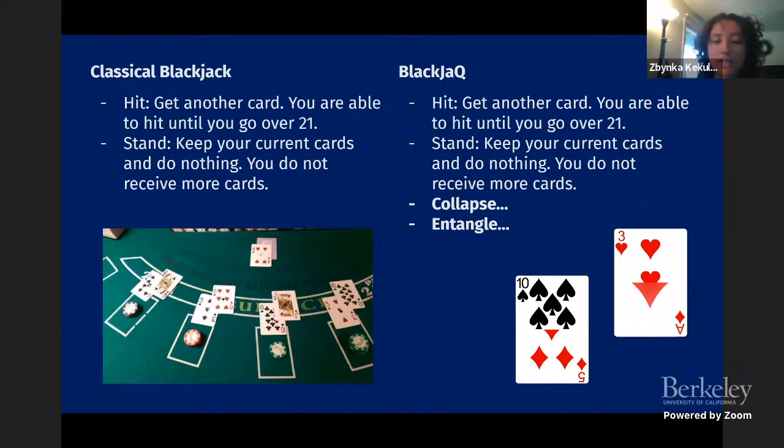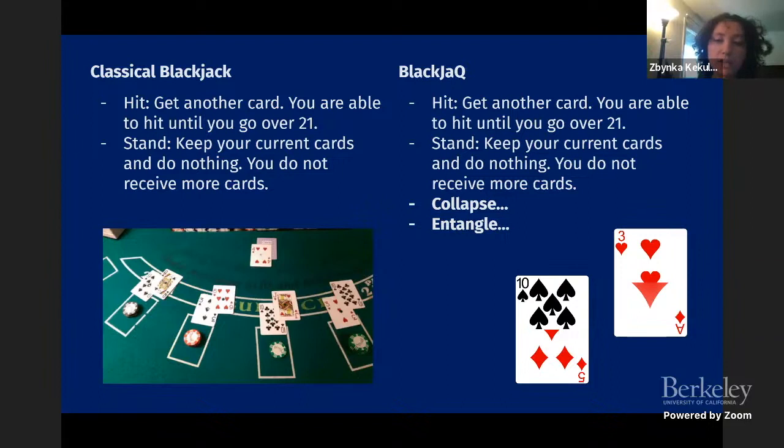So in classical blackjack, you play against the dealer and other players to see who gets closest to 21 without going over. And in this game, aces count for either 1 or 11. And if both the dealer and player go over 21, the one with the highest value of cards wins the game. As noted in the picture, players start with 2 cards, as does the dealer.